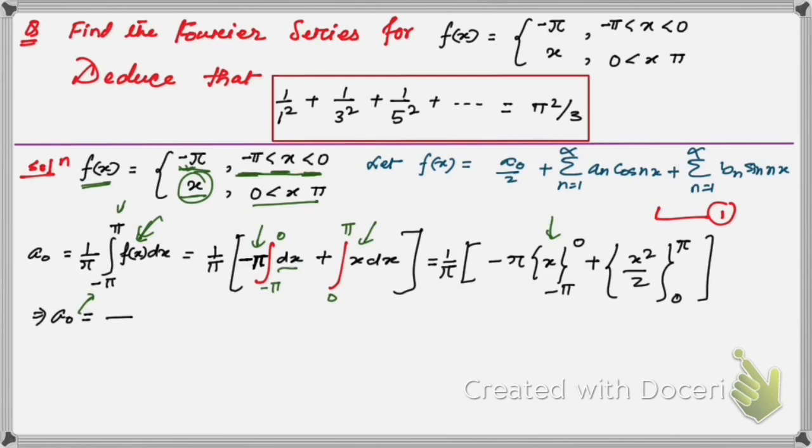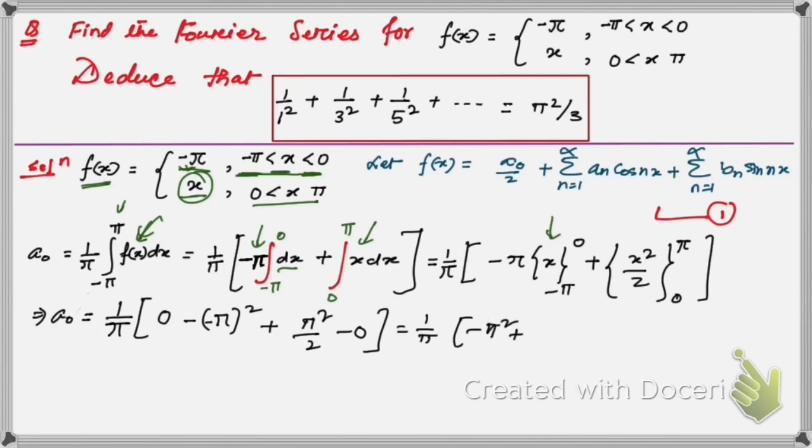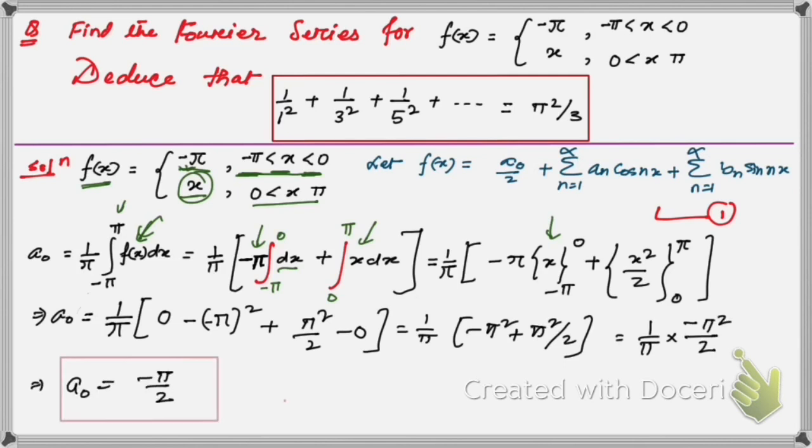Just wait, let me clean these things. Okay. So then what you are gonna get, right? So putting the upper limits and lower limits, we have got this value. Then let me simplify this, right? Okay, it's gonna give you this, and this is the value of a naught. So now let me find an first.